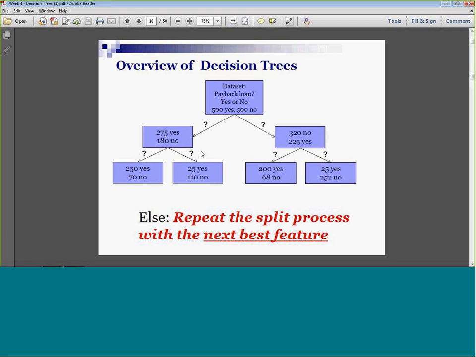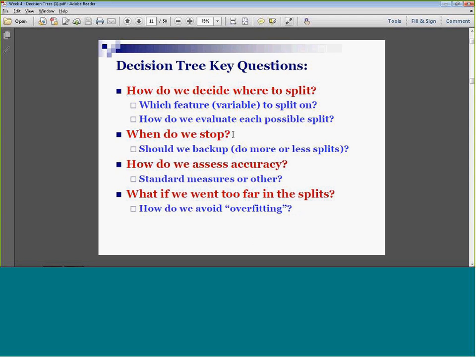Now, if you had to figure out the splits by hand, you would throw up your hands and say it can't be done. Why is that? Well, I'm going to tell you why, because here are the key questions. The decision tree key questions. First of all, how do we decide where to split? We recognize those splits are very useful, but how do we know where to split? How do we know which variable, which feature to split on? How do we evaluate each possible variable to find the best value to split on? That's really key, isn't it? When do we stop? Do we keep going?